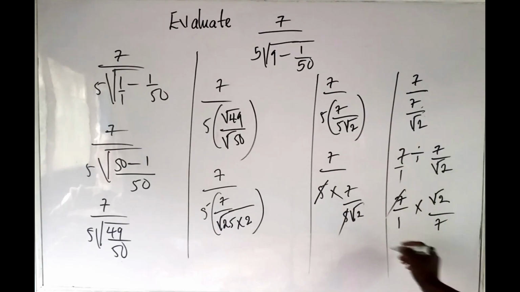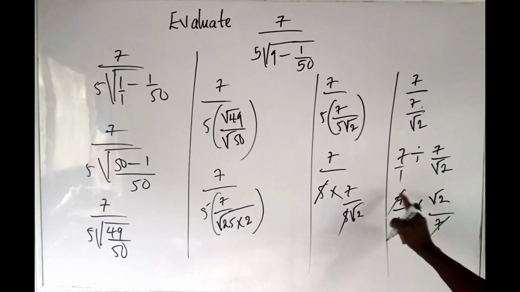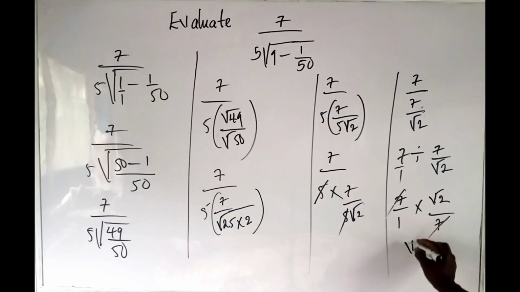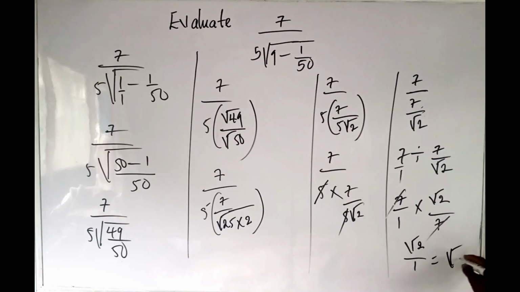So 7 can take away 7. We are left with 1 times root 2, which gives us root 2, over 1 times 1, which is 1. So our final answer is root of 2.